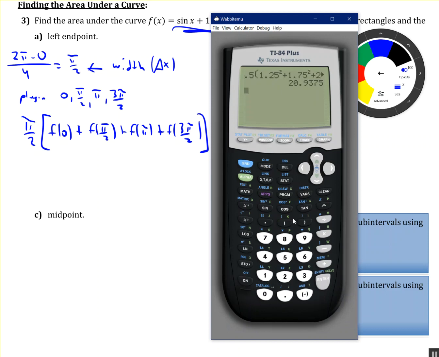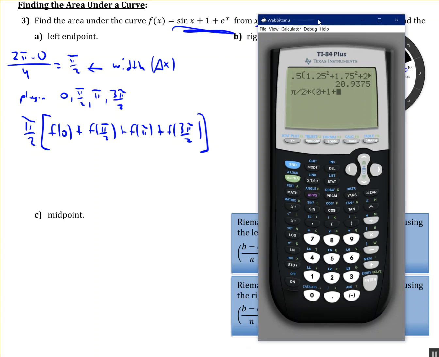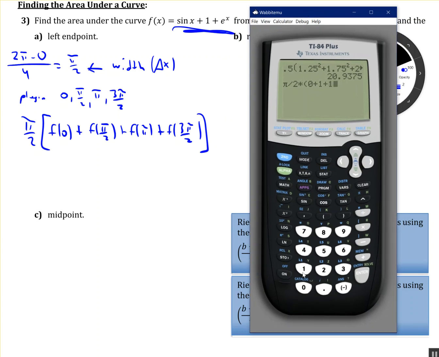So I'm going to have pi over 2 times. And then for some of it I'm just going to plug it in rather than plugging in sine, because sine of 0 we should be able to know is 0. So sine of 0 is 0. I'll even write that in there. Plus 1 plus, and then we got e to the x, so e to the 0, which is 1. So that's f of 0.